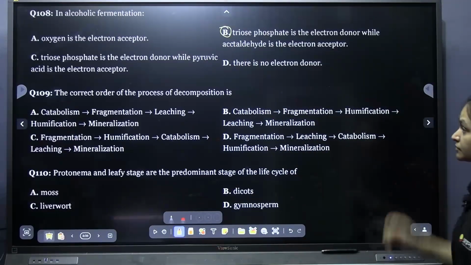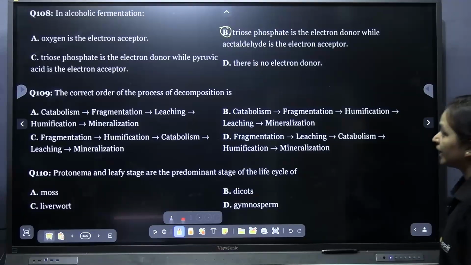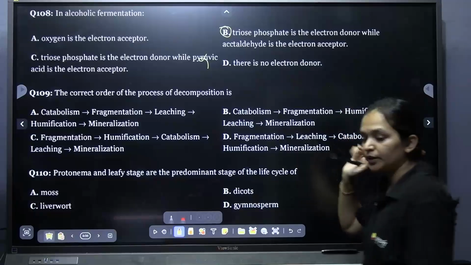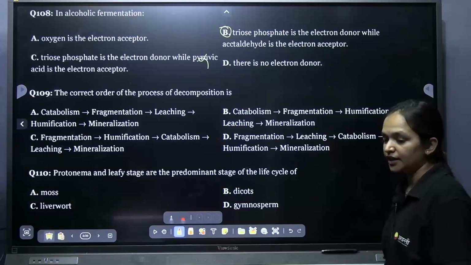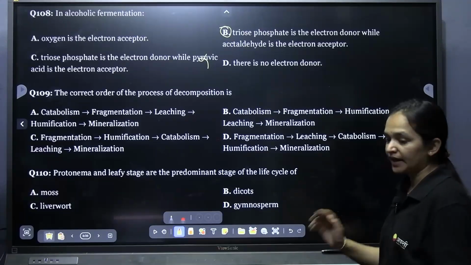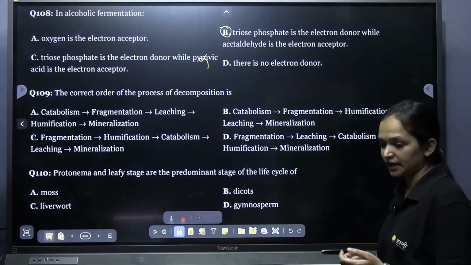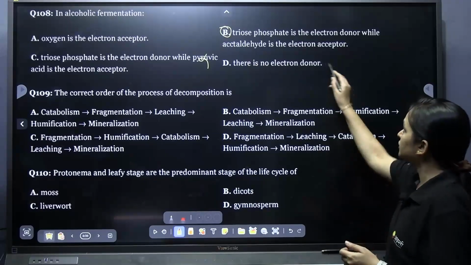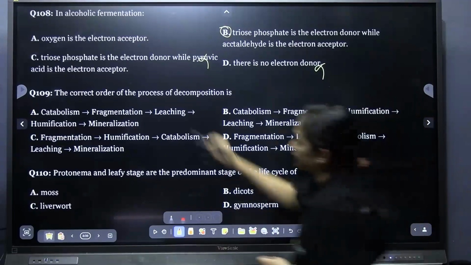Pyruvic acid is not an electron acceptor, because pyruvic acid or pyruvate will be converted to acetaldehyde. In lactic acid fermentation, pyruvate will be directly converted into lactic acid or lactate. There we can see that there is no electron donor. This can also be not right.